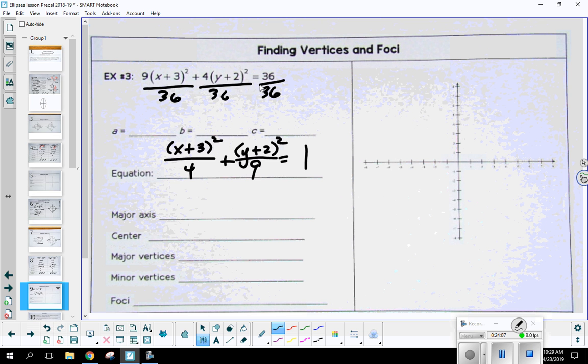So given the equation, what is A? I heard 2, we're close. Okay, 3. Remember, the larger denominator is always going to be A squared. Okay, so I know A is 3, so that means the smaller denominator, that's got to be B squared. So B is 2. Okay, we take the square root of those.